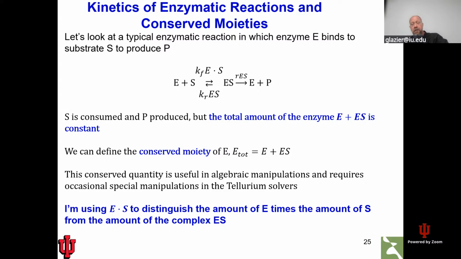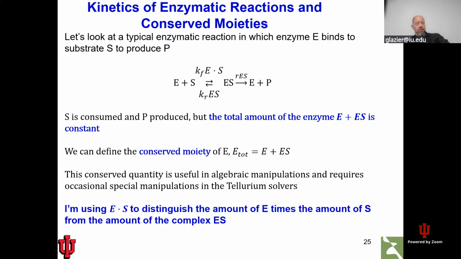Something that we have to remember here, if we want to solve this thing analytically, is that the total amount of enzyme is conserved. The enzyme shows up in two places here, as free enzyme E and in ES. So E plus ES is a constant, which is the total amount of enzyme. And that has the fancy name of a conserved moiety. And it means that when you do things like flux balance analysis, if you don't get rid of that, the matrix is singular. You can't invert it.